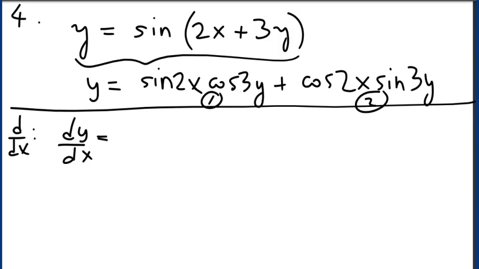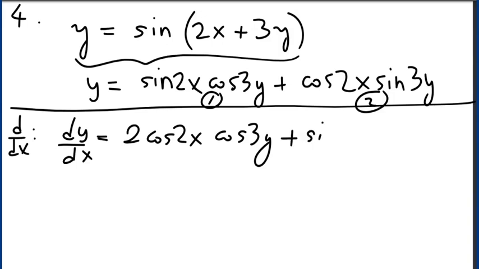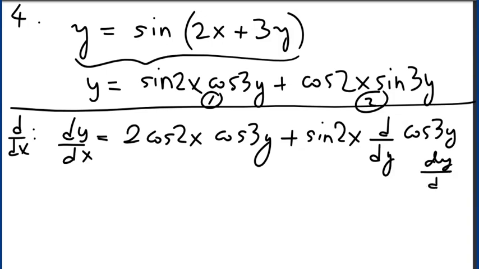So first differentiate sine 2x. That's going to be 2 cosine 2x. And then you simply write down the second term, cosine 3y. The next thing is just write down sine 2x and differentiate cosine 3y. So that will be d/dy of cosine 3y times dy/dx. So that's term number 1.